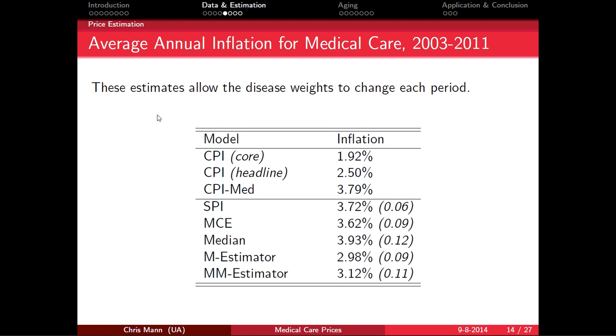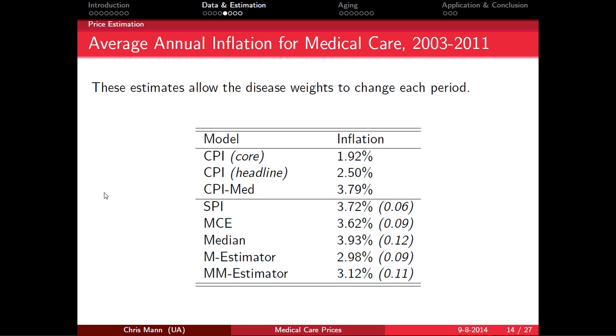So let's calculate average inflation. On this table, I've shown the core CPI from 2000, the average annual inflation rate given by the core CPI from 2003 to 2011. That's about 1.92%, whereas the headline rate's a little higher, 2.5%. But the medical care component of the CPI is about 1.5 times the headline rate at 2.5%.